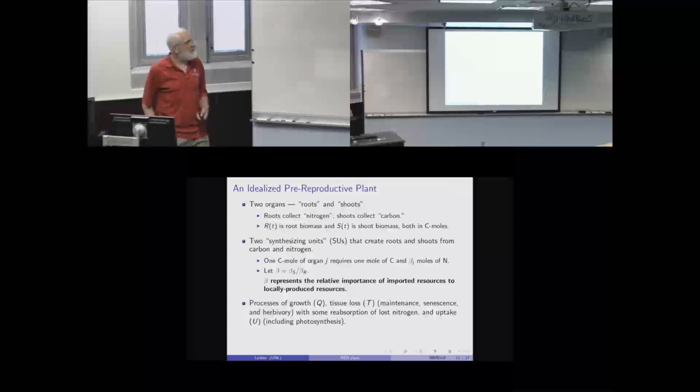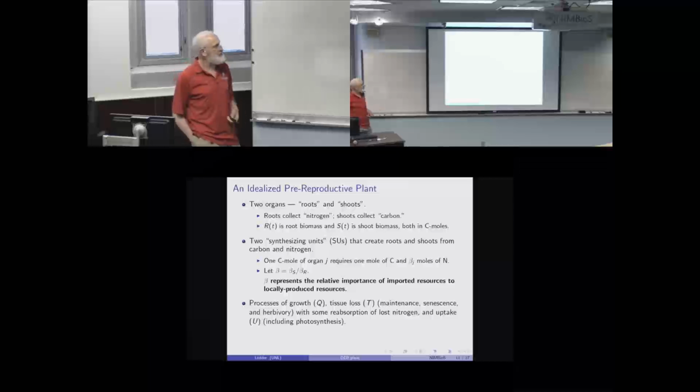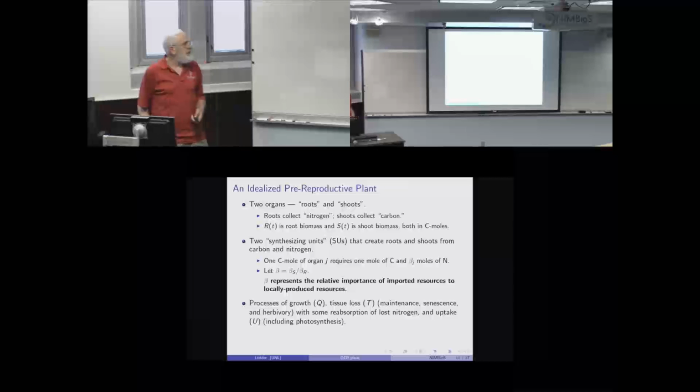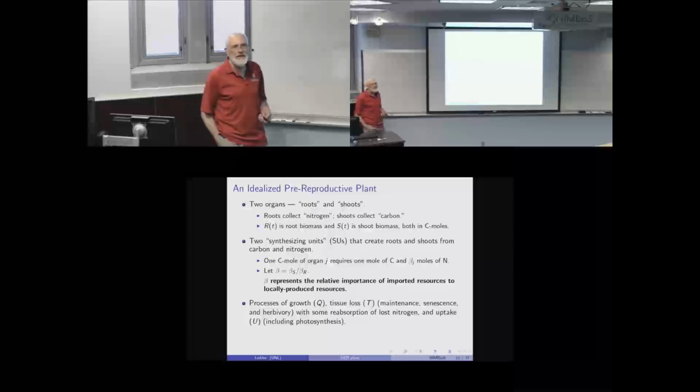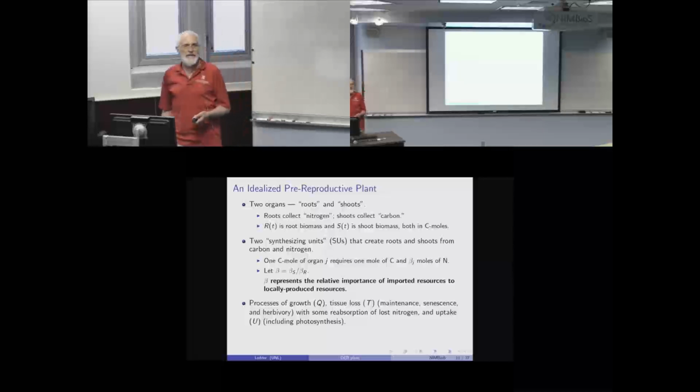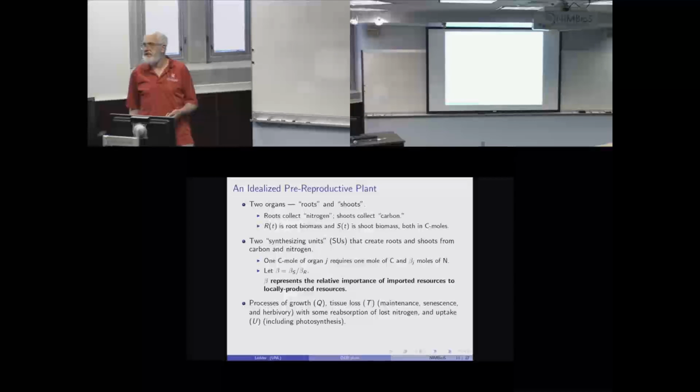We need processes of growth and tissue loss, different types of tissue loss. And to make this more sophisticated, this isn't really essential, but we're going to allow some reabsorption of lost nitrogen. Plants are really amazing in the way they function. And one of the things that they do is they reuse nitrogen. They're very protective of their nitrogen.